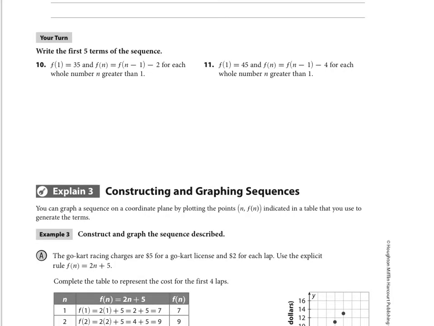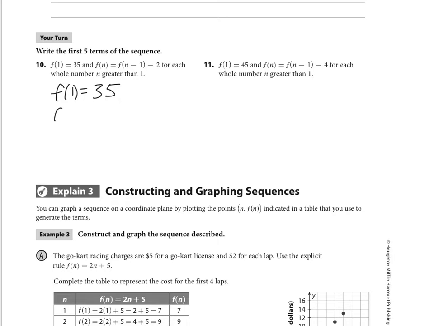So this one says write the first 5 terms of the sequence. Now this is using what is known as a recursive formula, and that term was on the previous page. So to get the new term, you take the previous term and you do whatever here. In this case it subtracts 2. So we know what f of 1 is. So here we have f of 1 is 35.